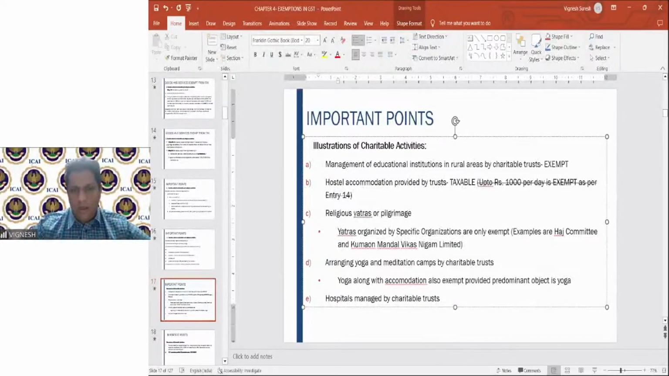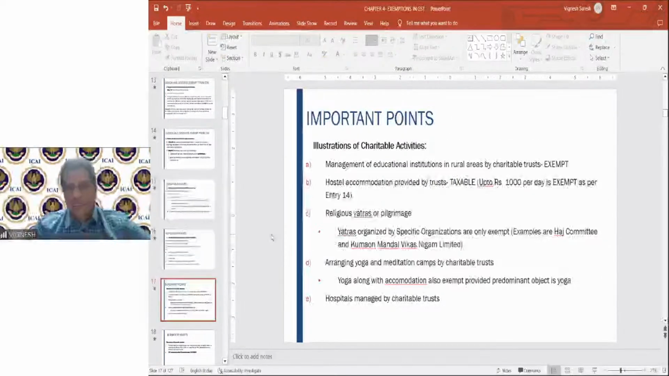Just go to our supplementary study paper once. It doesn't say hostel, so this particular entry will continue to be there. Ignore what I said now. Only the hotel exemptions are removed. I will explain when we come to that. As of now, let's consider this hostel accommodation provided by trusts. In this case, it is taxable. But if it is up to ₹1,000 per day, it is exempt. Okay, it is exempt in this particular situation.